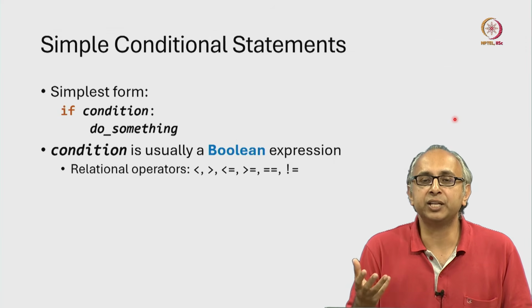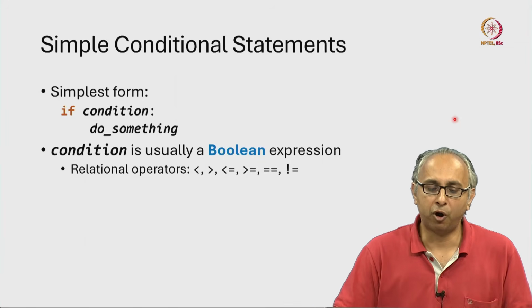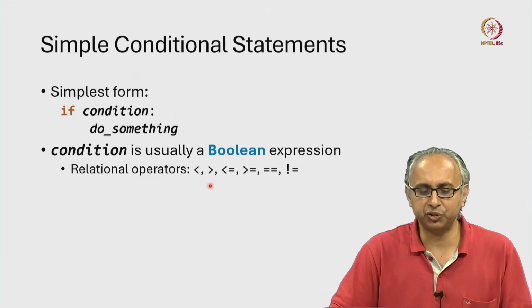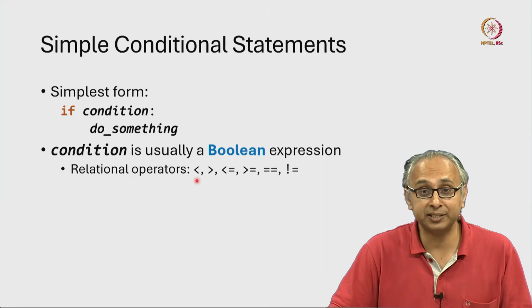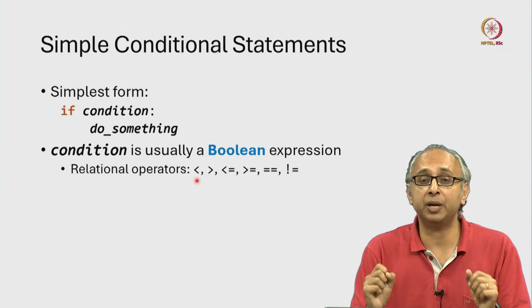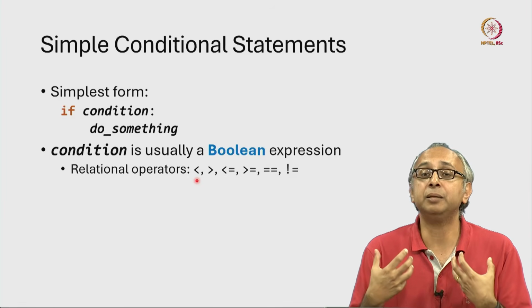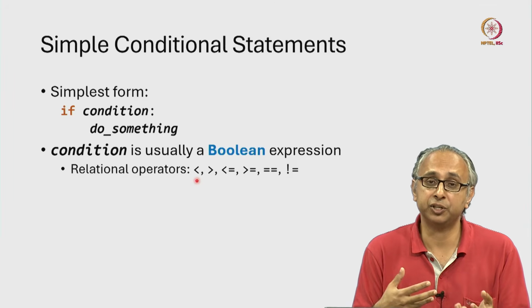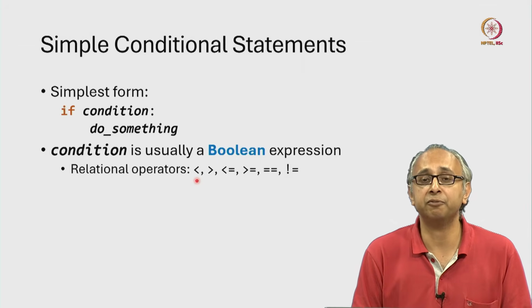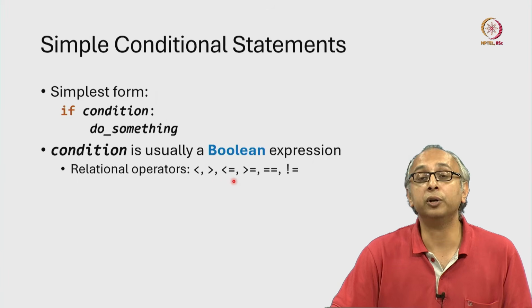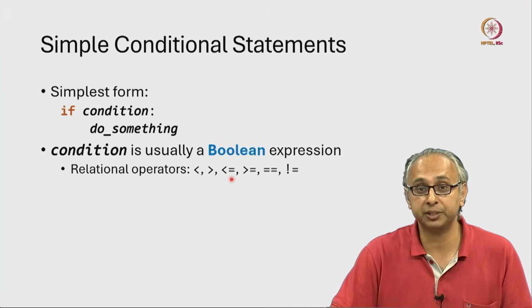Now, these Boolean expressions can be made up of various kinds of relational operators. You saw our AI suggesting the strictly less than operator. When we compare two numbers, if one is strictly less than the other, we will get the Boolean value true. And if it is not strictly less, we'll get the Boolean value false. Similarly, we have the greater than, the less than or equal to, which we just write with the less than immediately followed by the equal to symbol. So that is the less than or equal to operator.